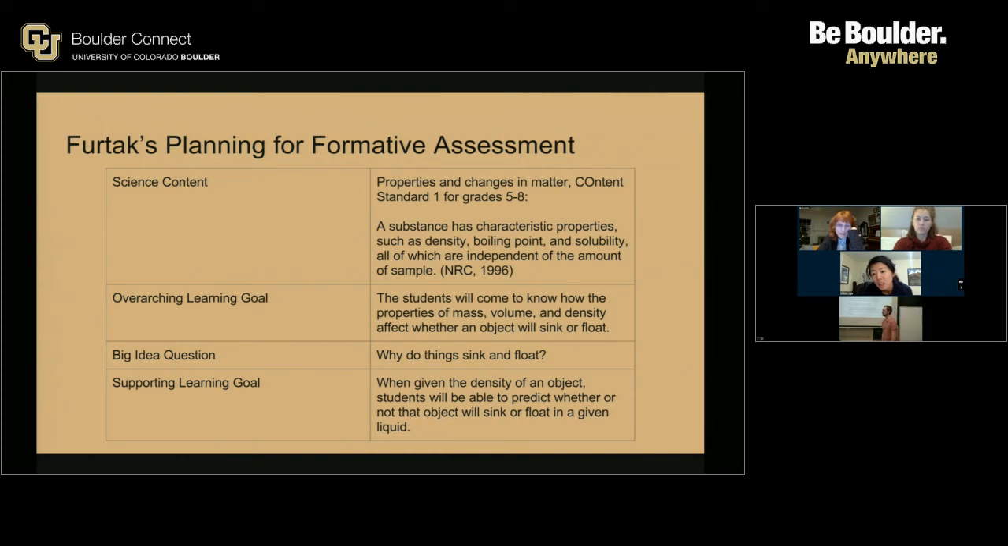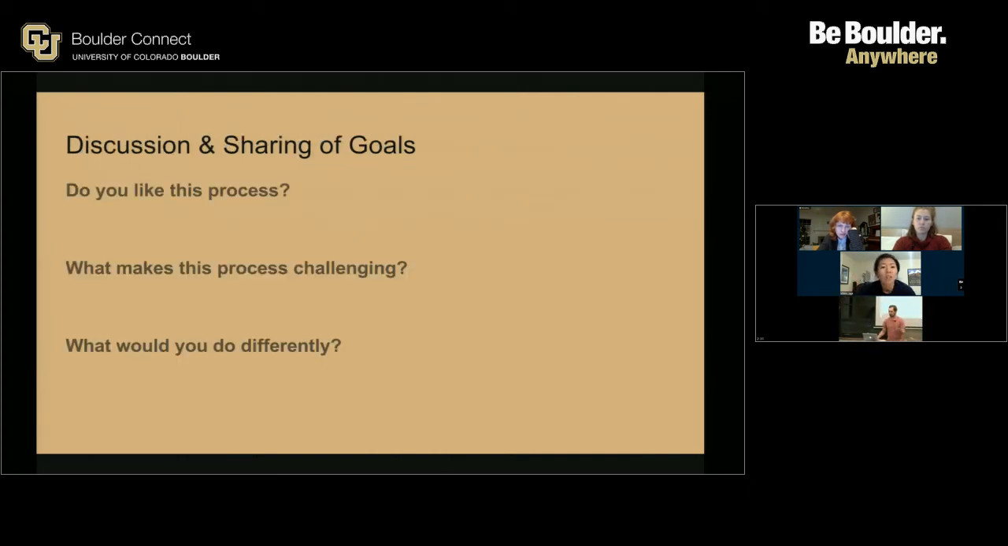Just real quick, I wanted us to consider some questions about this process we went through. First of all, do you think this is a good process? Do you like this process of looking at a standard or a unit and breaking it down into goals? Or do you think there's a better way to do this? What makes this process challenging? And what would you do differently if you were setting up learning goals for your classroom? Is this the approach you would take, or do you do something a little more simplified?